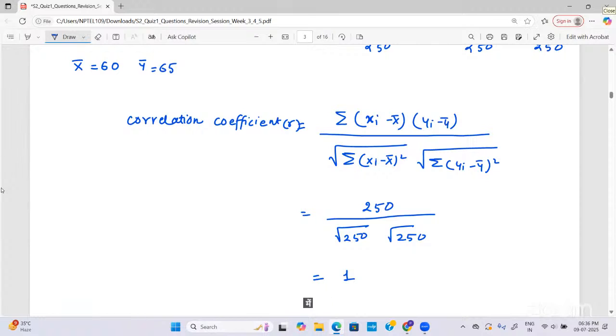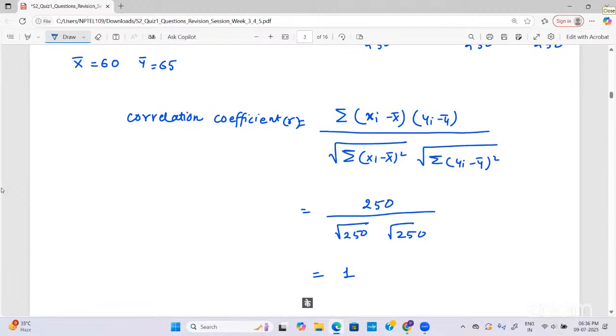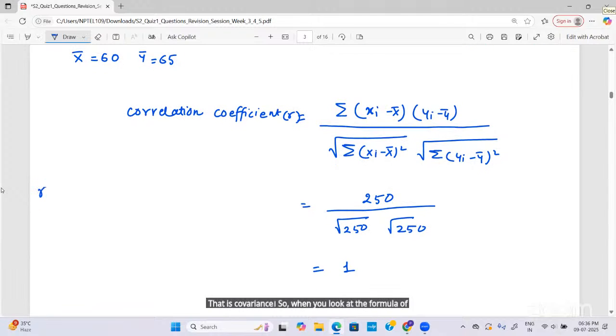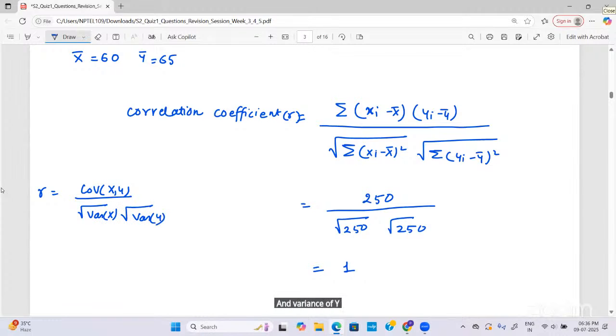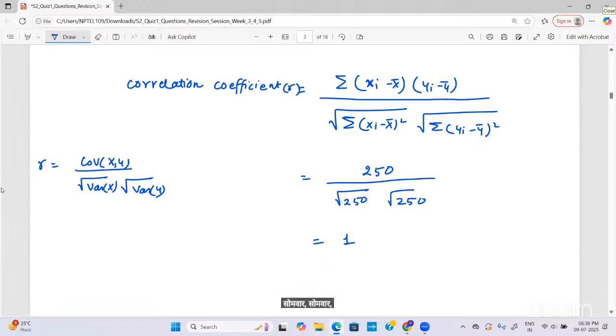Ma'am, isn't it divided by n, like the total number of observations? Xi minus x bar into yi minus y bar divided by n. Yeah, that is covariance. So when you look at the formula of correlation, it is covariance of x comma y divided by the square root of variance of x and variance of y, right? So wouldn't it be 250 divided by 5? Yeah, let me explain. I'm explaining the same thing.